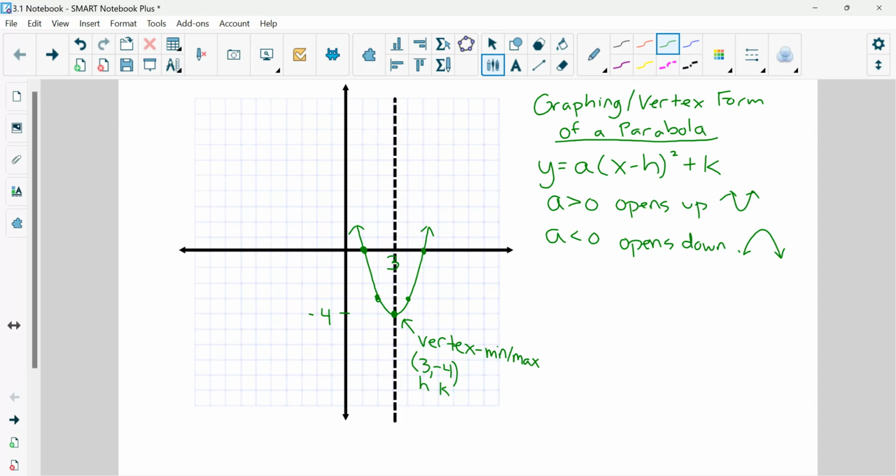Okay, so when we go and write our equation here, this is opening upward, so our a is positive. So I don't have to put anything in for the a. You can put a plus if you want to. And then I'm putting a positive 3 in for the h, but it's going to look negative because it's a minus sign. And then we have the minus 4 at the end. So that would be our equation.